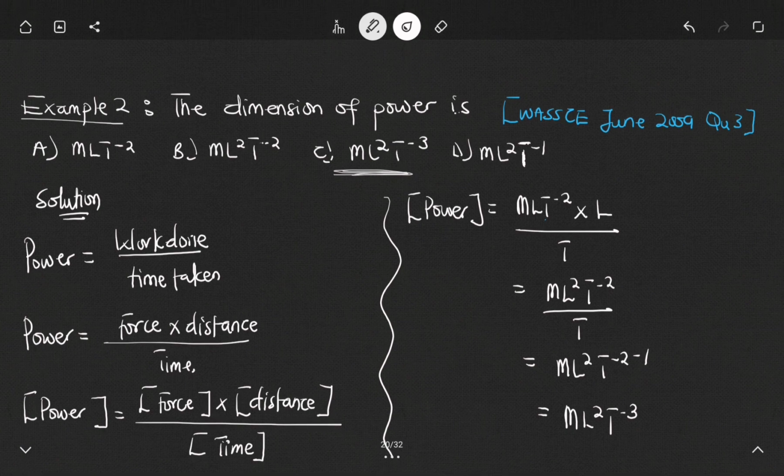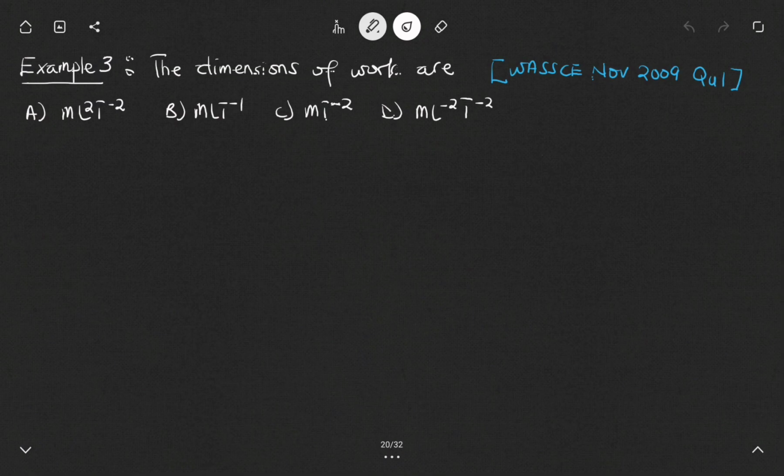Let's have a look at one final example for this tutorial. The dimension of work: we have option A, ML squared T minus 2, B, MLT minus 1, C, MT raised to the power minus 2, and D, ML raised to the power minus 2, T raised to the power minus 2. This is the WASSCE November 2009 question number 1. Let's have a look at the solution to this problem.